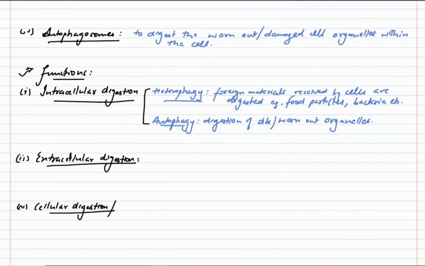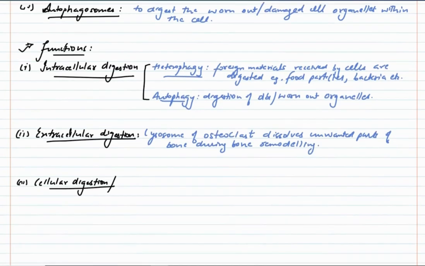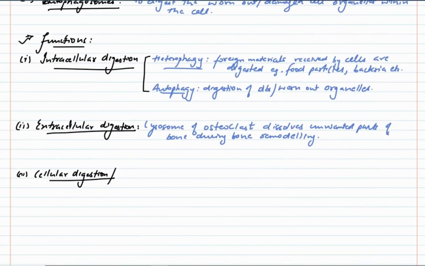They also perform the function of extracellular digestion, such as lysosomes of osteoclast, which is the bone destroying cell, dissolving unwanted parts of bone during bone remodeling. So the bone is continuously being remodeled, it is continuously being made and destroyed. So lysosomes play an important role.